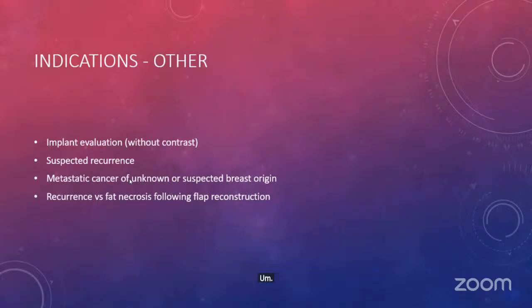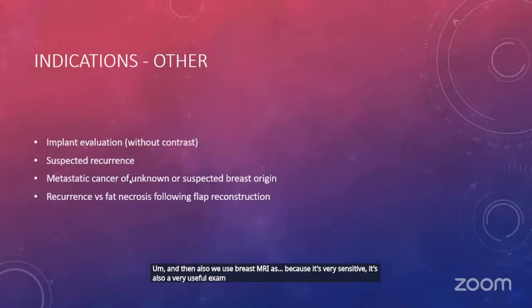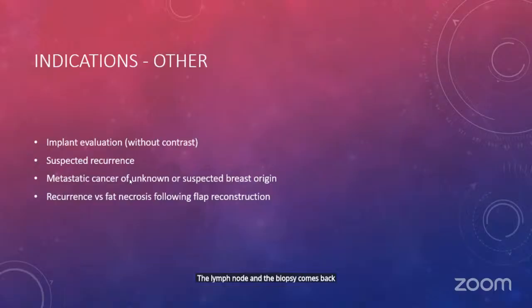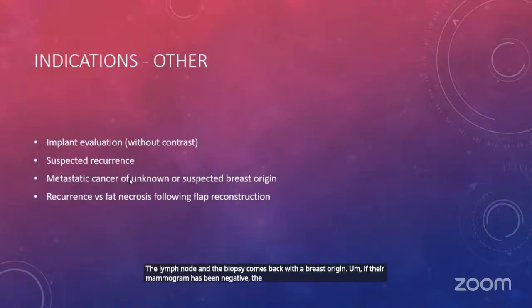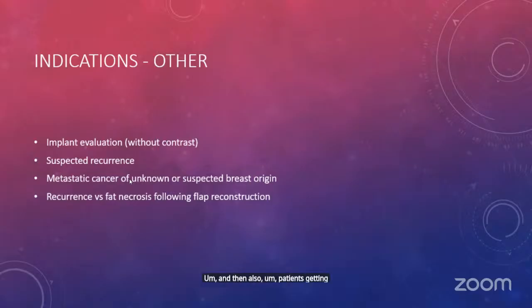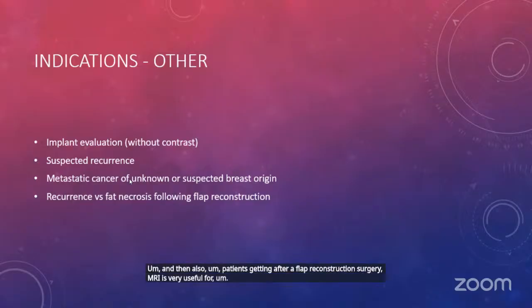And then also we use breast MRI because it's very sensitive. It's also a very useful exam in a patient with a metastatic cancer of unknown origin or suspected breast origin, like a bone lesion or a lymph node where the biopsy comes back with a breast origin. If their mammogram has been negative, the breast MRI is really our first step after that. And then also for patients after a flap reconstruction surgery, MRI is very useful for assessing palpable areas of concern in those patients.